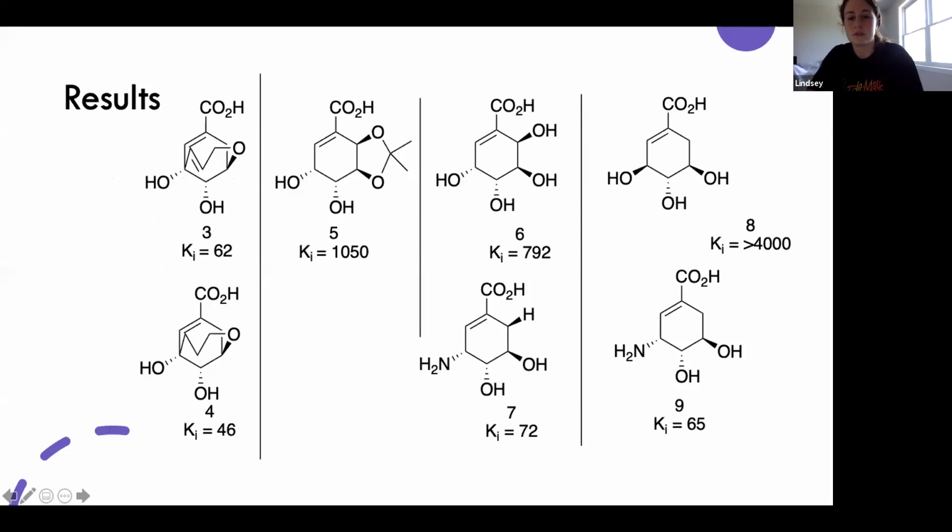Okay, so here are the results again, just so you can look at it, and I'm going to talk a little bit more about it. This molecule here, as I said earlier, had the greatest inhibitory potency with a Ki of 46 micromolar. They found that none of them were really strong; they were all inhibitors, but not to the point where they could be used in a drug, because the Ki values need to be closer to 1.